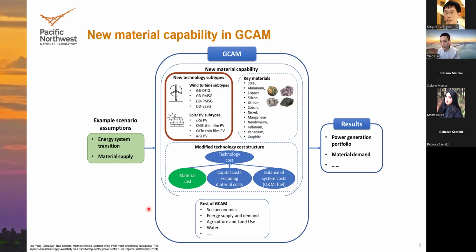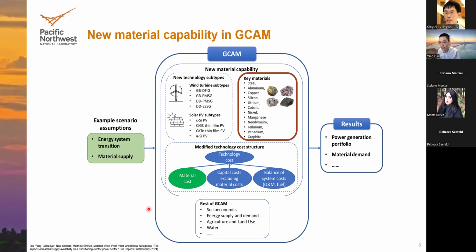It only includes more generic technology types, for example, coal, natural gas, refined liquids, nuclear, solar, wind. But as you probably know, within each of these renewable energy technologies, there are different subtypes, and each subtype requires different materials at different intensity. So that's why we're introducing different subtypes into the model so that we can capture this material demand more accurately. And we can also evaluate some of this material and technology substitution with these new subtype technologies.